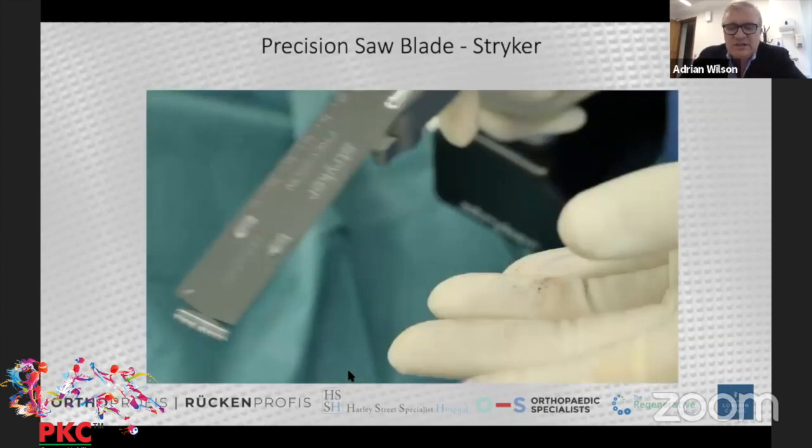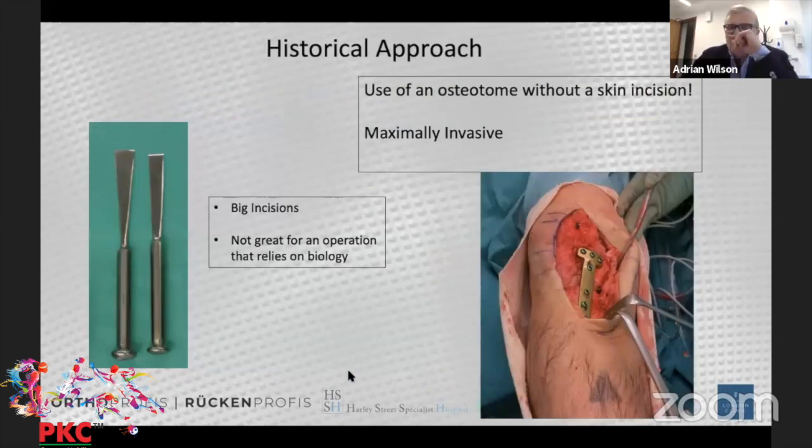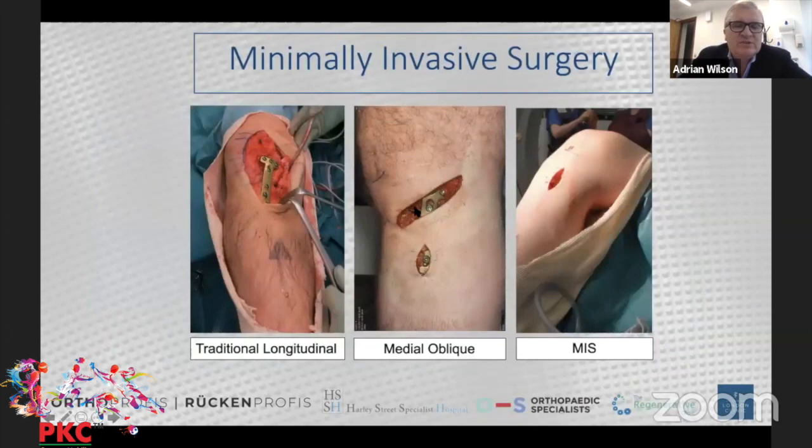So if we look historically at how osteotomies were carried out, Carl Nissen, when Neil Thomas was in Stanmore training in the 60s, Nissen just used to use an osteotome through the skin, didn't even make an incision. And here you can see a very extensile approach on the right with a Tomafix plate in. And we've really moved away from this. Originally, we went to an oblique and then back to a longitudinal using an MIS technique.